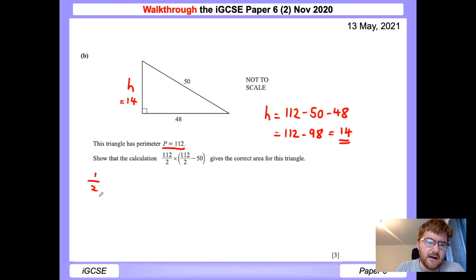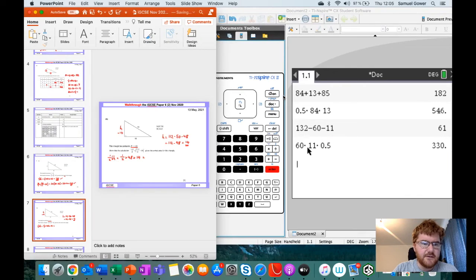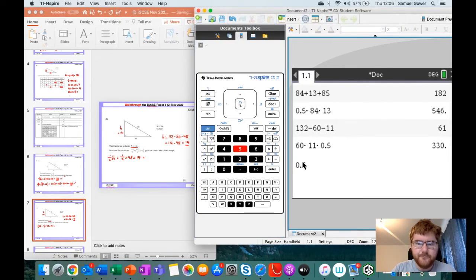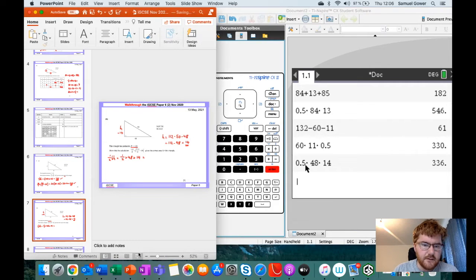So we're going to use a half BH. Same thing we did before. So a half times 48 times 14. Now this one I would do on my calculator just to make sure I'm getting the absolutely correct answer. So I get 0.5 or a half, you can type either, times 48 times 14. That gives me 336. Perfect.